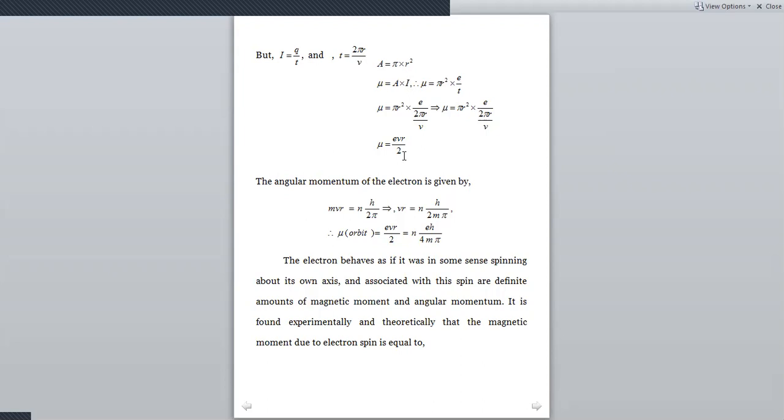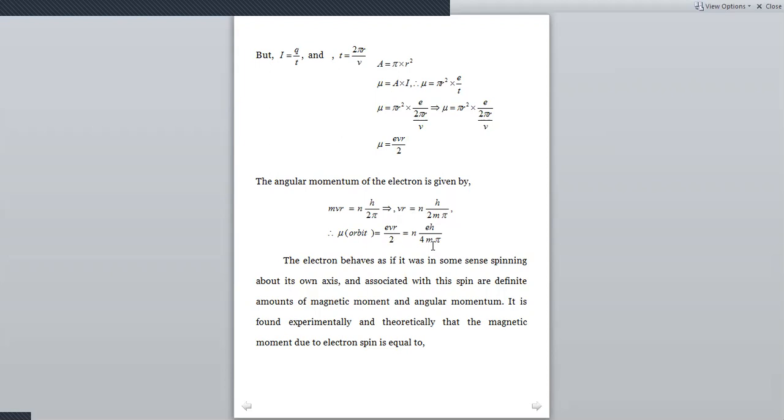But the angular momentum of the electron is again given by n, where n is the number of electrons. You know, when there are more electrons present inside the atom, we need to consider the number of electrons. Therefore, this m v r, nothing but the angular momentum, equals n h by 2 pi. This is given by Bohr's law. Therefore, v r equals n h upon 2 pi m. Therefore, by calculating this, we get mu orbit equals e v r by 2, and equals n e h upon 4 pi m.